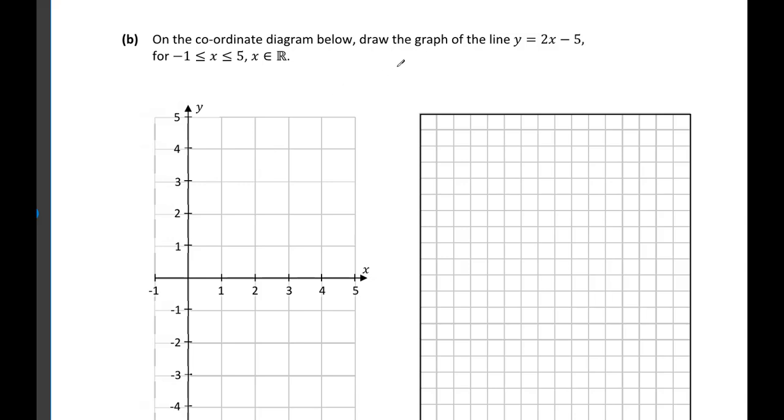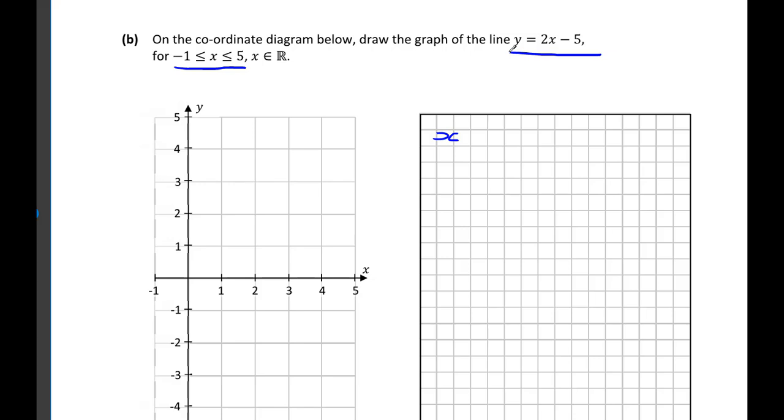On the coordinate diagram below, draw the graph of y equals 2x minus 5 for x in the domain -1 to 5. So in other words, they want x equals -1. So what way will I do this? Let's do it as a little table, you can say x.